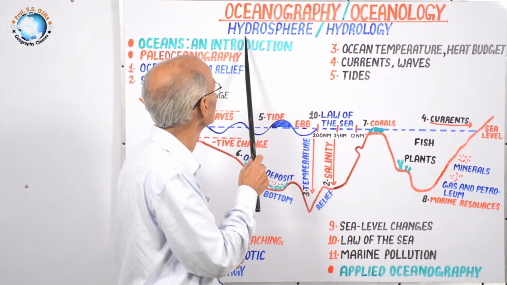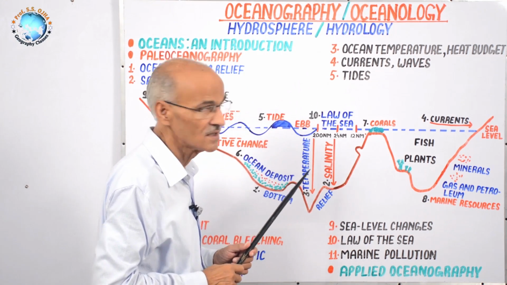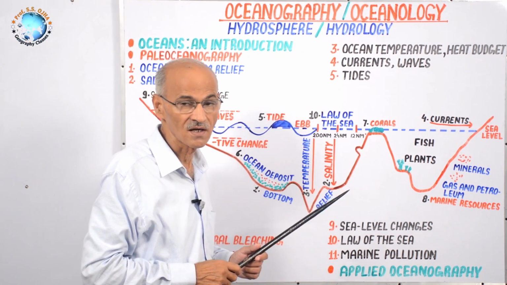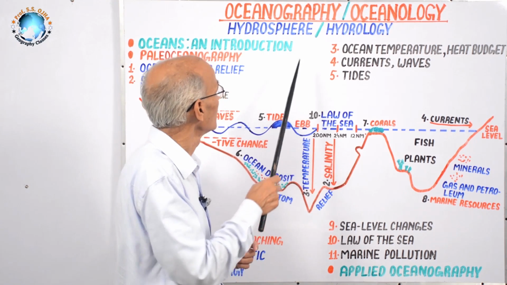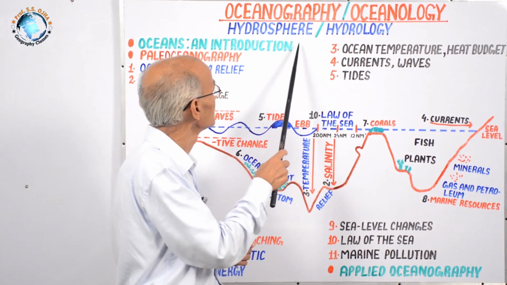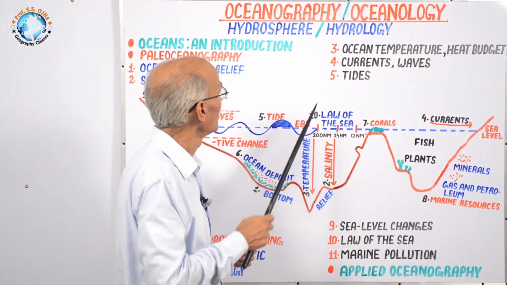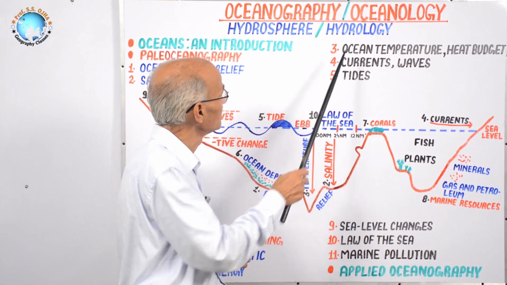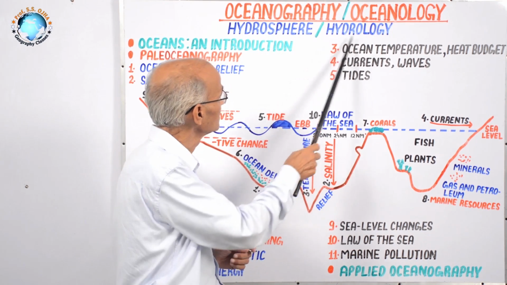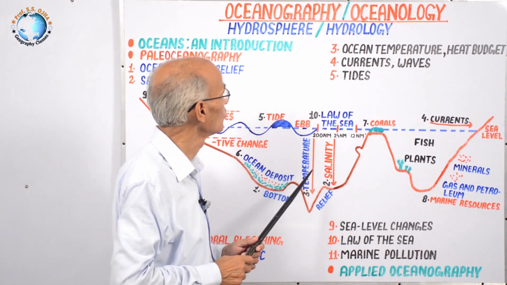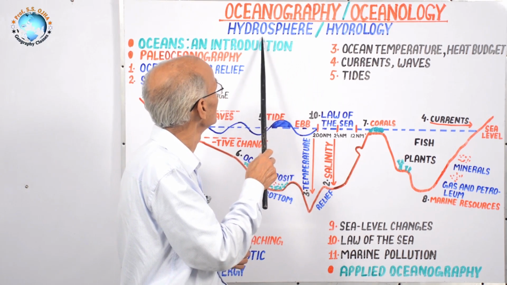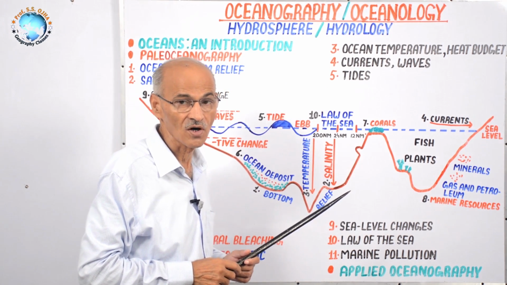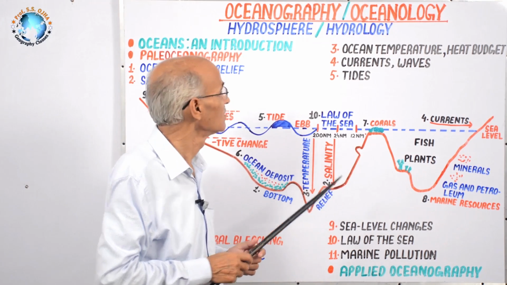The second word is hydrosphere and hydrology. As you know, hydrosphere is a syllabus in undergraduate classes, while in postgraduate classes this is termed oceanography, and in undergraduate classes it is hydrosphere, but sometimes in the science faculty it is termed hydrology. So let us understand the difference between hydrosphere and oceanography, which one looks broader and which one narrower.